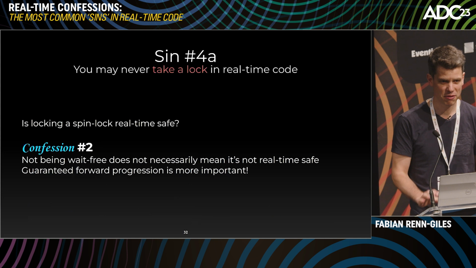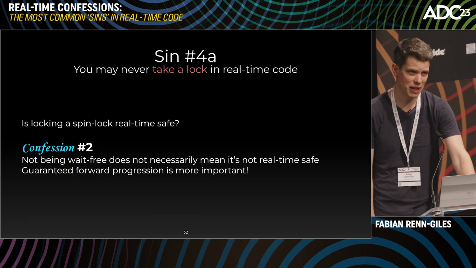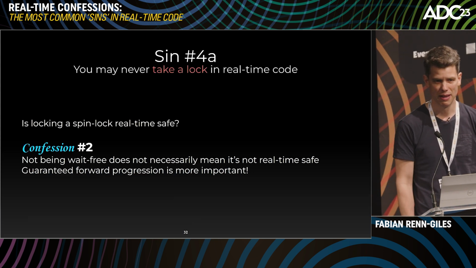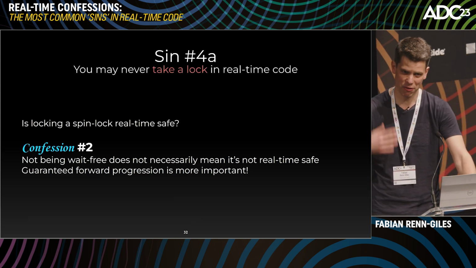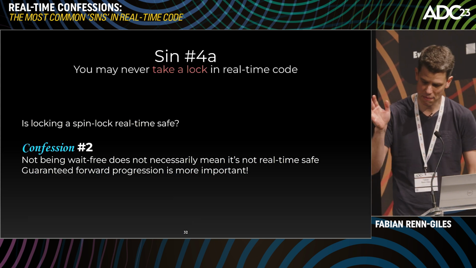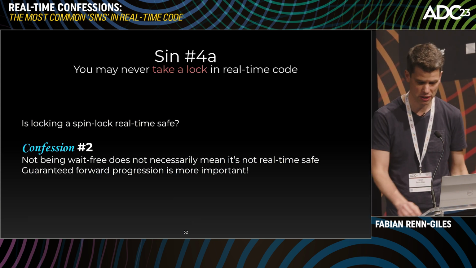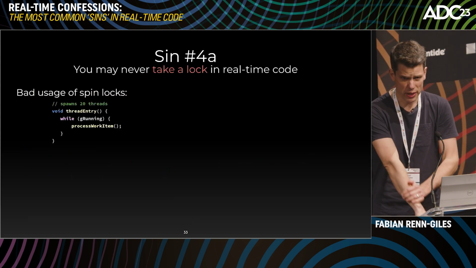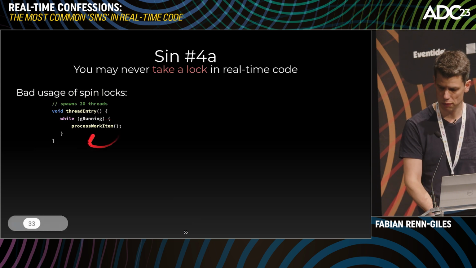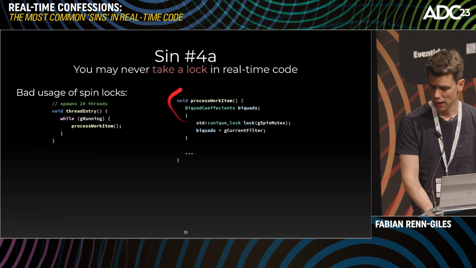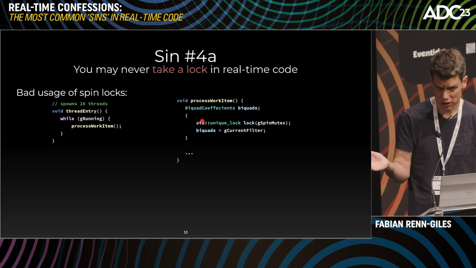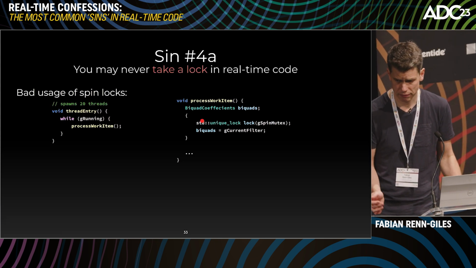And this leads to my next confession. This is what I said in real-time 101, that if something's not wait-free, it's also not real-time safe. And I would kind of backtrack from this now, 4 years later, where I say guaranteed forward progression is more important. And let's see what I mean with this. So let's say I have 20 threads, right? And they all in a loop process some work. And when we process some work, we take a lock here right at the beginning, just for a really short time. So the question is: is this real-time safe?